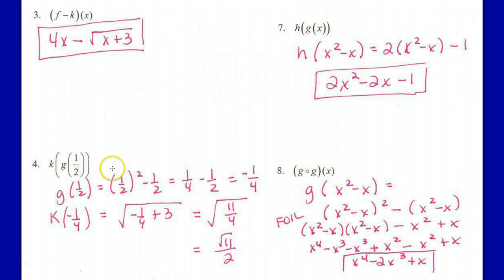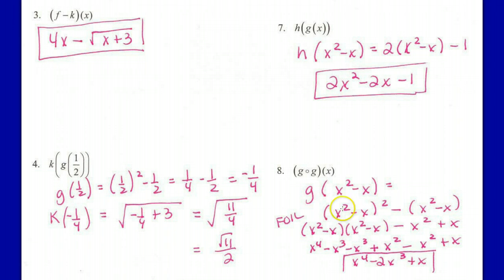And again, this is just more practice. This says take a half, put it into g, which I did here, and then I got -1/4, and then I handed -1/4 to k, and k put its -1/4 into its function and got an answer. In number 8, it says g operating on g.